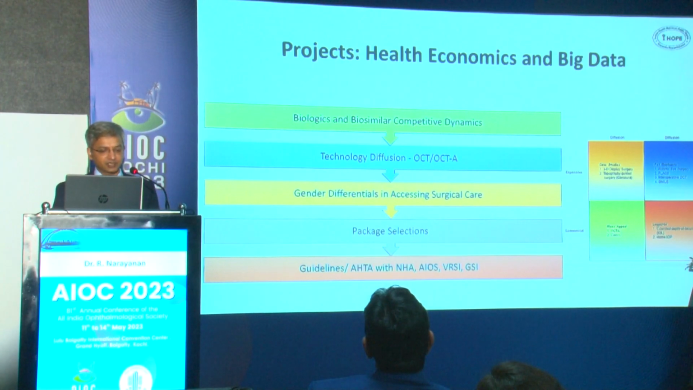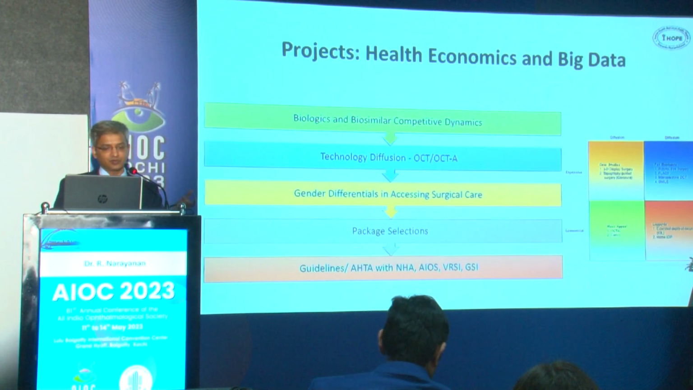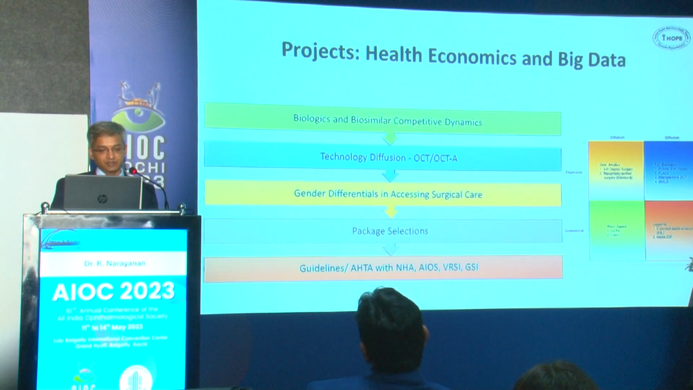Just to highlight one point in here is that while most of the care we found males were taking more than females in terms of hospital footfalls or surgeries, but specifically in terms of refractive surgery in the age group of 20 to 30, it was females who were getting more surgeries done. Not just that, they were spending more also per surgery compared to males, and that probably is related to the marriageable age group which we have hypothesized. And also, other than that, we have been working on guidelines along with NHA, AIOS, VRSI, and Glaucoma Society.